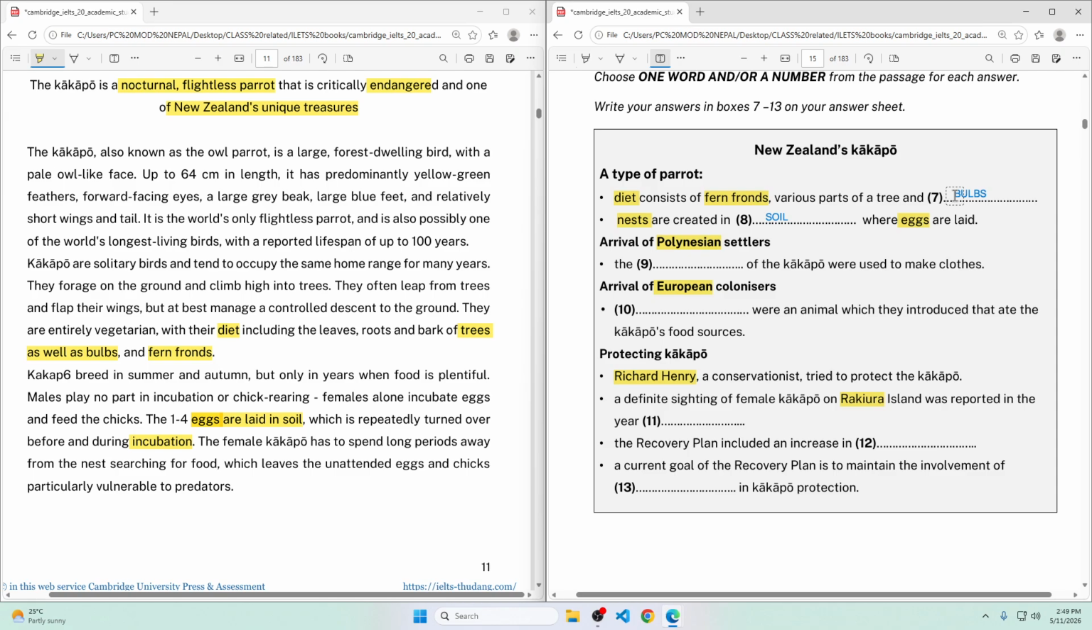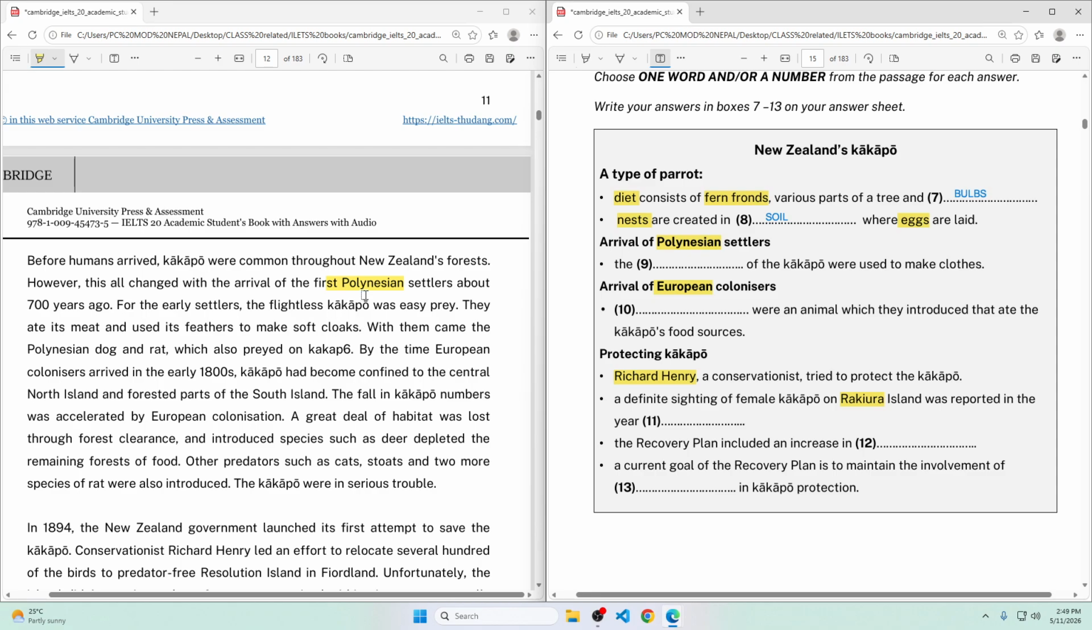Question number 9. We need to find Polynesian. However, we have already found it, so we don't need to worry about it. We have Polynesian on the next page. And the blank of Kakapo were used to make clothes. We are going to find clothes. Soft cloaks. Okay. See, this is the point where your limitation in English becomes your handicap. If you do not know what cloaks mean, it's going to be very difficult.